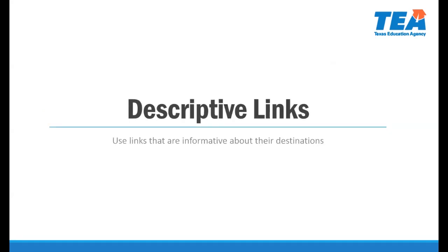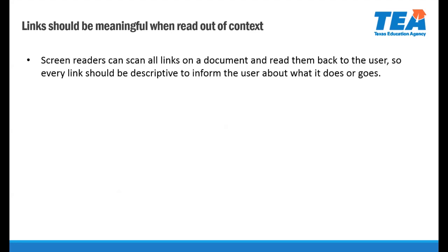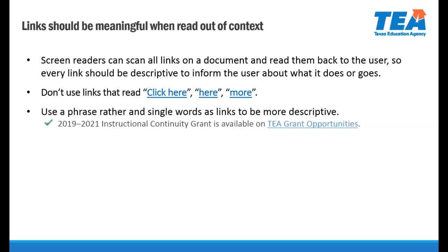Links need to be informative enough to let users know what they do or where they go. Overall, links should be meaningful when read out of context. Screen readers have the ability to read all links found on the document, so every link should be descriptive enough to inform the user what it does or where it goes. Links that say click here, here, or more are not informative and don't help users know where they go. Most times, phrases rather than single words are better options for descriptive links, and sometimes rewriting a sentence might be necessary.